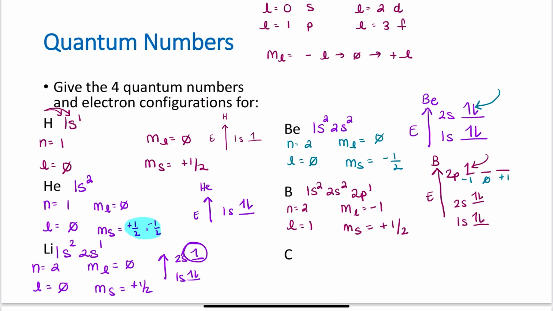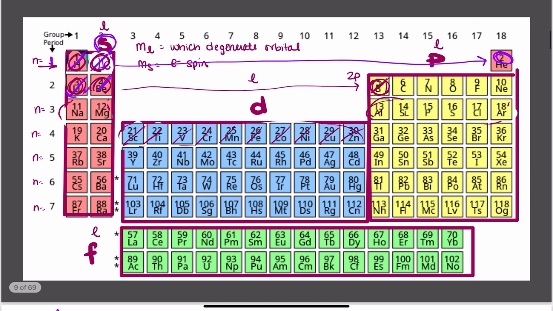And I'm going to do carbon near the top of the screen here and then move it down. Sorry, I always say copper, I meant carbon. Carbon at the top of the screen here. Go back up. If we look at carbon, 1s1, 1s2.